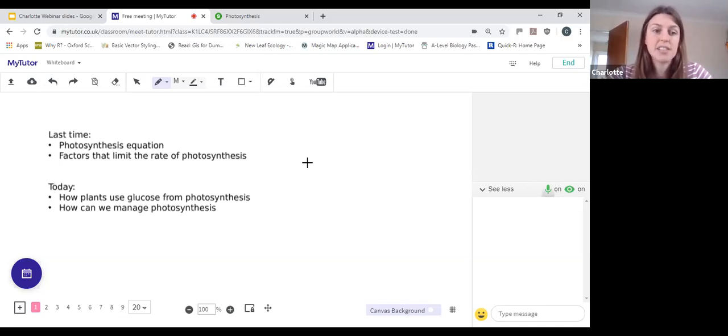So today's lesson will be another 1 hour lesson. We finish at 3. And we're going to run through how plants use glucose from photosynthesis, so all of the different things that they do with glucose and how that contributes to the life of the plant. And then we're also going to talk through how we can manage photosynthesis as well.